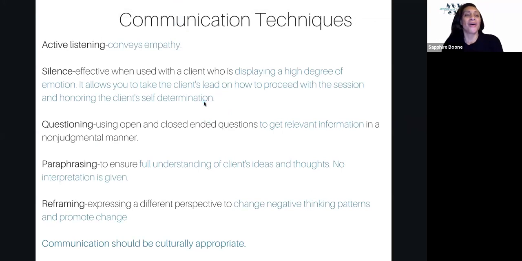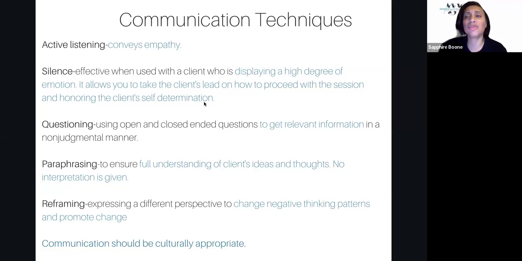Okay, so we are talking about communication techniques. These are different terms that we know of, but I'm just wanting to let you know what they are and how they show up on the exam. So, of course, we know about active listening, reflective listening, all of those things convey empathy. Then silence. We want to use silence appropriately.